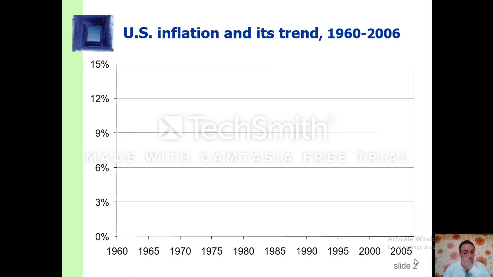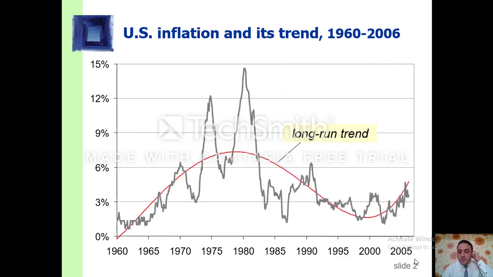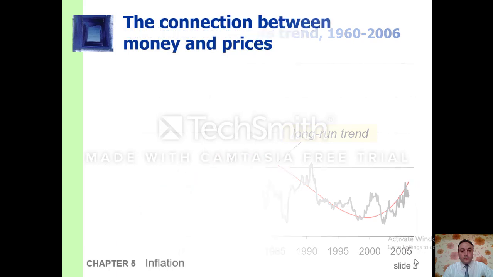As we can see from this chart, the US inflation and its trend from the 60s till 2006. We can see the short run, the percent change in the CPI from 2 months earlier. We can see many fluctuations, ups and downs. But in the long run trend, you can see it's smoother.